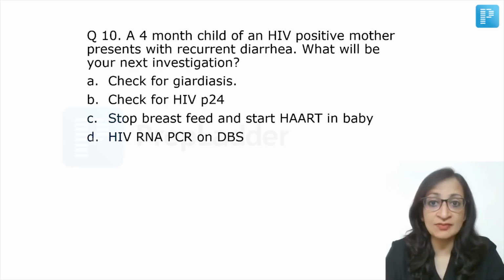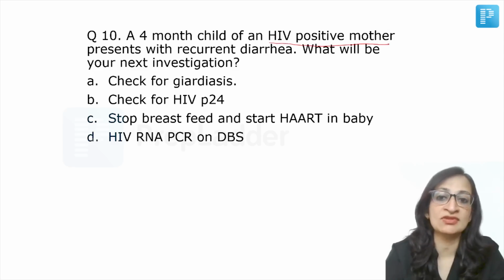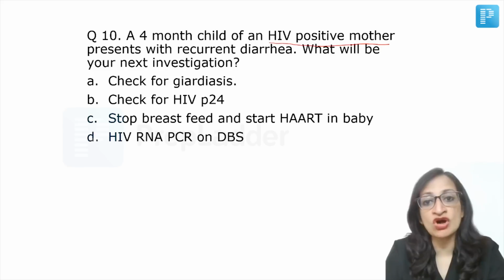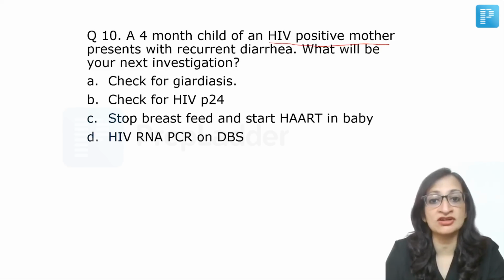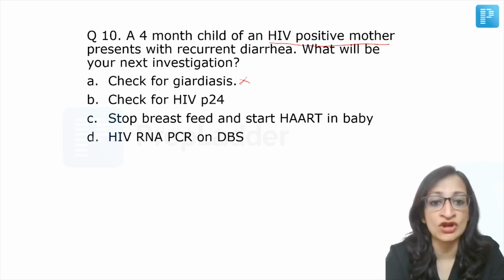So friends, here we don't know the status of the baby. The mother is HIV positive. But basically, we need to know whether the baby is also HIV positive and is having HIV disease or not. Because if that is present, it could be contributing to the recurrent diarrhea and needs treatment. So, check for giardiasis? No, rather, if there is recurrent diarrhea in a baby with HIV, we will suspect infection by atypical organisms like Cryptosporidium, Isospora, and so on.